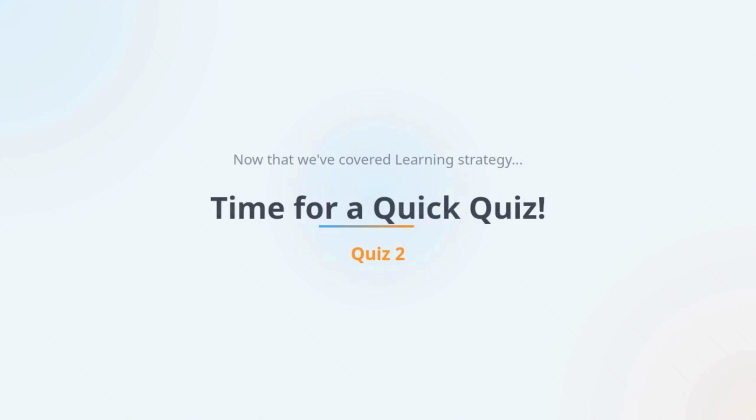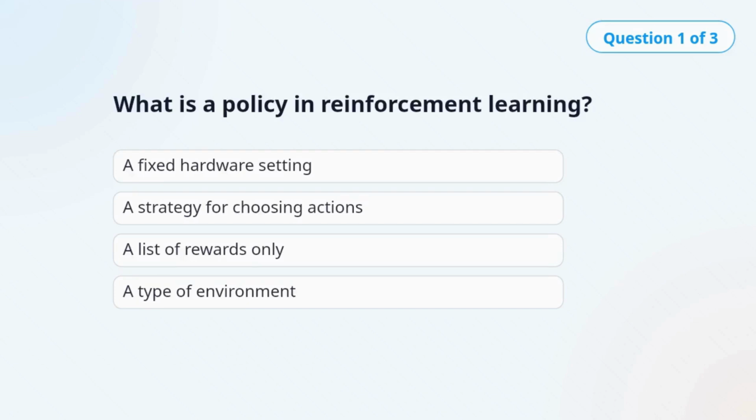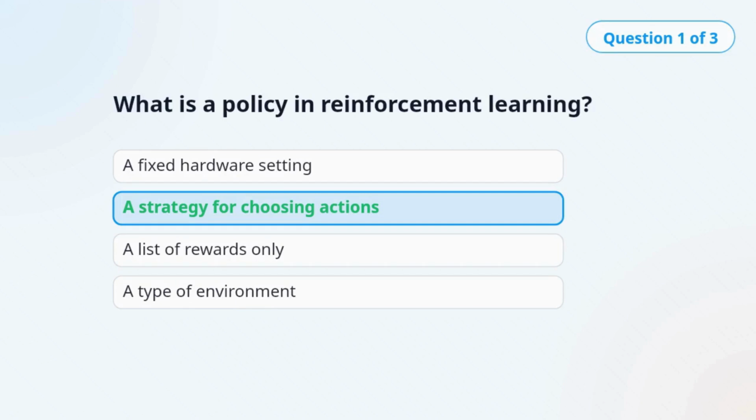Now that we've covered learning strategy, let's test what we've learned so far. Here's quiz number 2. See if you can get it right. Question 1. What is a policy in reinforcement learning? The correct answer is a strategy for choosing actions. A policy maps states to actions and guides the agent's decisions.